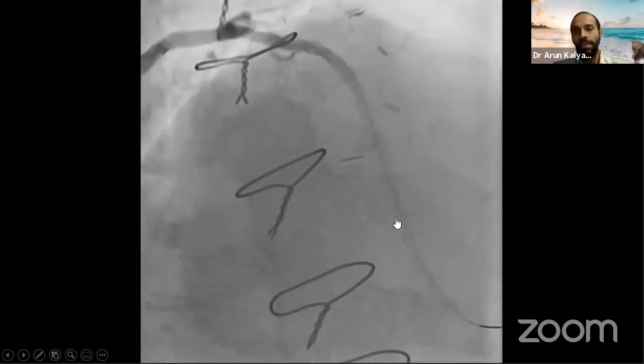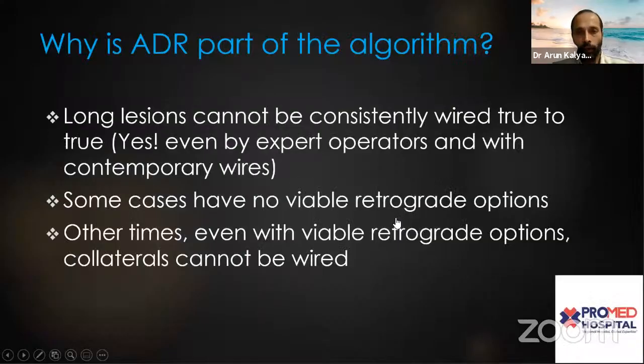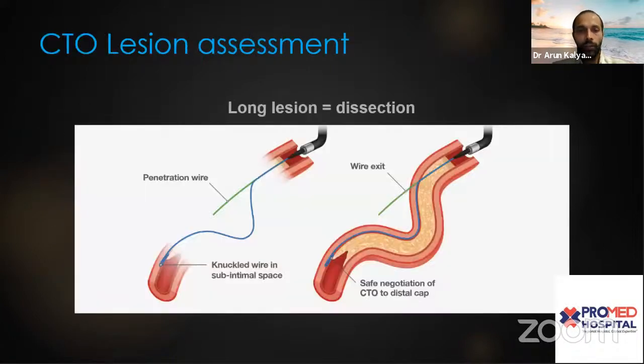So the point of showing this case is that while you might be really good with ADR, you still have to know how to wire, how to do retrogrades, etc. But why does ADR matter? Why do we say it's important? Because long lesions, as I think Jay had just said, cannot be consistently wired even by expert operators. And some cases have no retrograde options. I'll show you a few cases of this. And sometimes even when you have an option, you can't wire it.